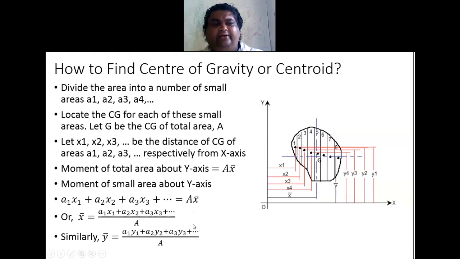Similarly, you can find y bar, which is a1 y1 plus a2 y2 plus a3 y3 and so on, divided by A. Now x bar and y bar, with respect to the x-axis and y-axis, is actually the location of the center of gravity of the given area. So this is how we will find the center of gravity of the given area.